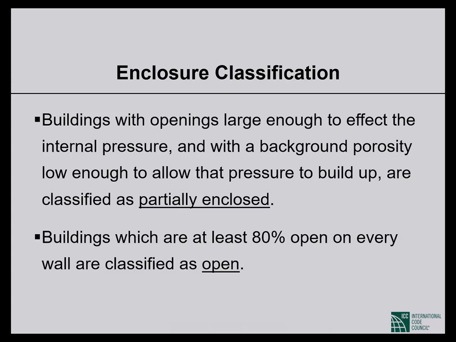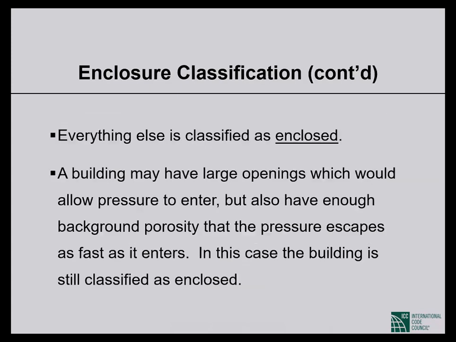A partially enclosed building has windward openings. It has suction openings, but windward openings predominate. So more wind comes in than can get out, so positive internal pressure builds up. That is a partially enclosed building. And then ASCE 7 says, if a building is neither open nor partially enclosed, it is enclosed.